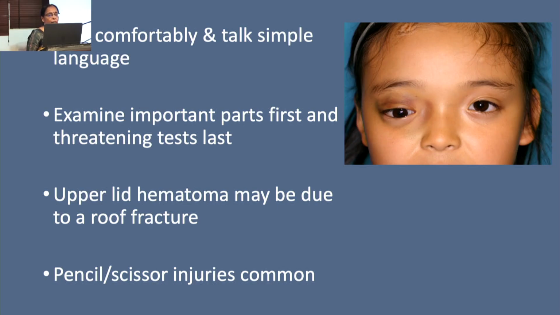And remember, even a small hematoma there may be due to a roof fracture. The child's baby is quite fragile. The bone is quite fragile, and pencil or scissor injuries, small penetrating injuries may be seen.